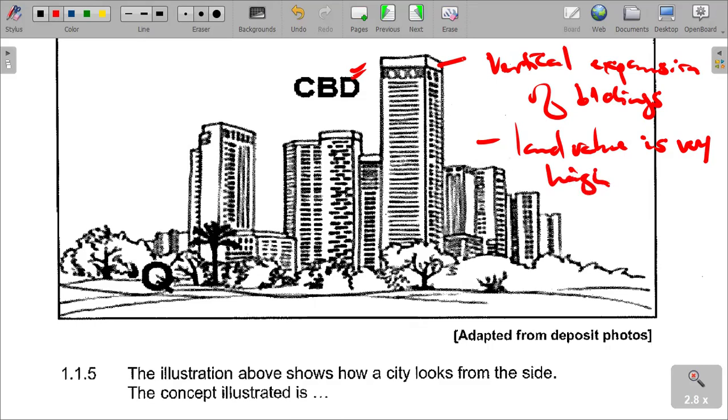and therefore people tend to expand going upward, going vertical, in order to economize and maximize on the available space. So the illustration above shows how a city looks from the side.